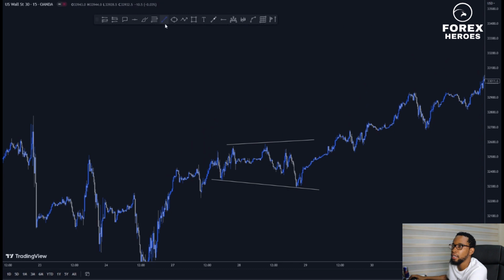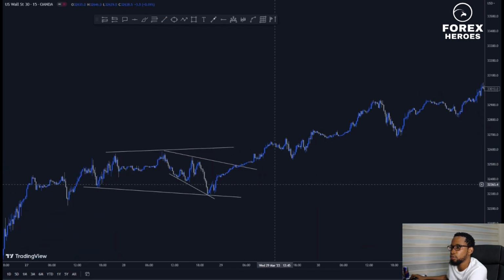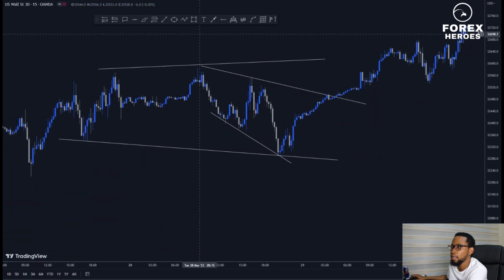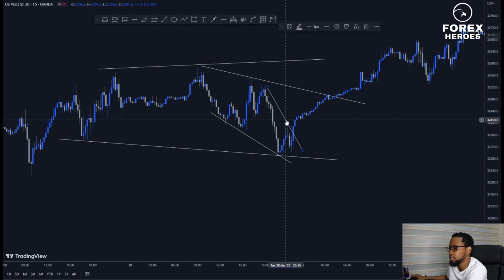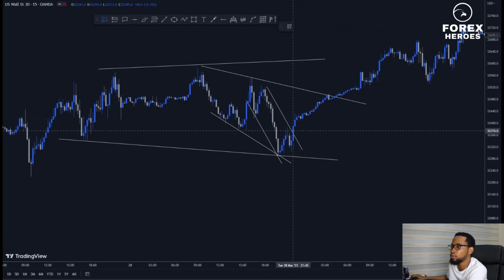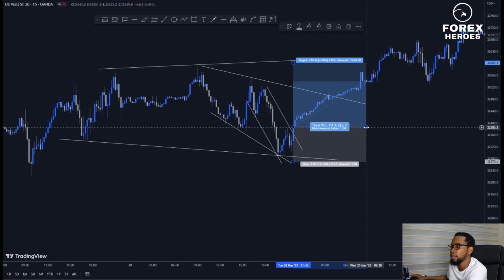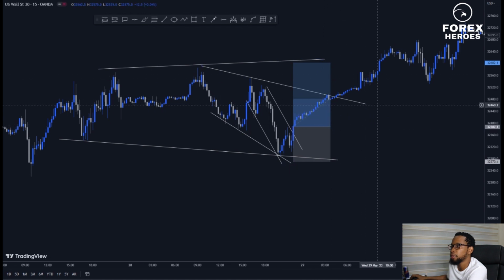You could have made your entry around this point. You see, you could have taken your entry. You can see that the market tends to give us patterns within a pattern. So you could have taken your entry here at the break, and then stop loss here, and then you take it all the way here. So you can see it reached your TP with ease.